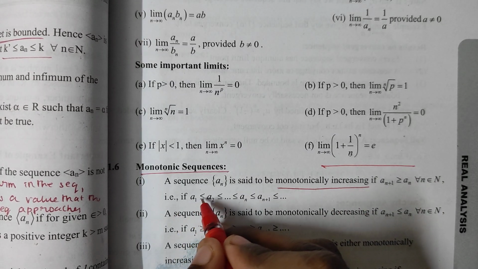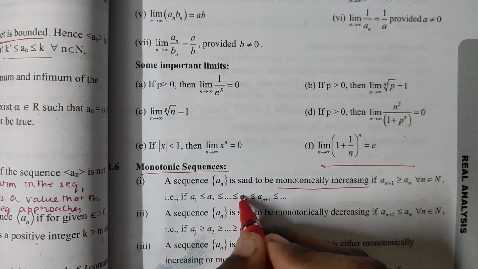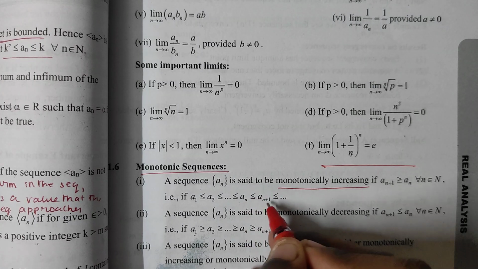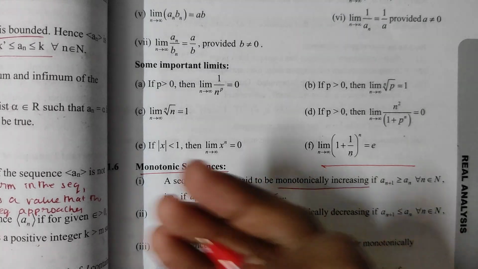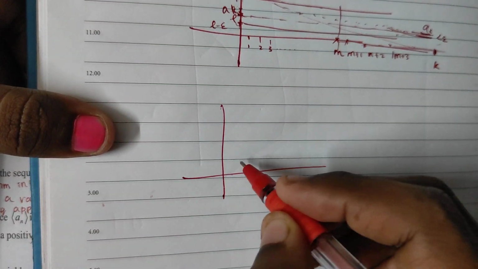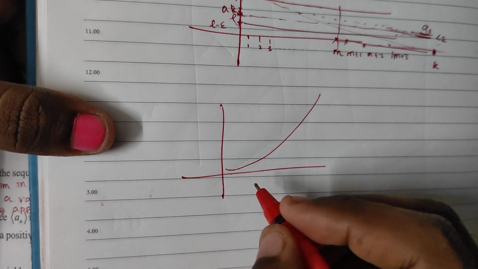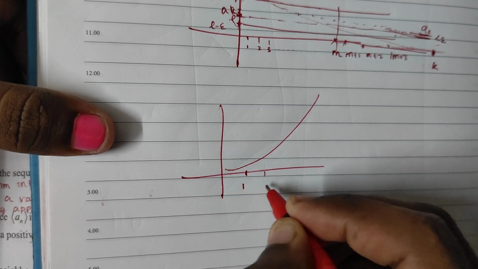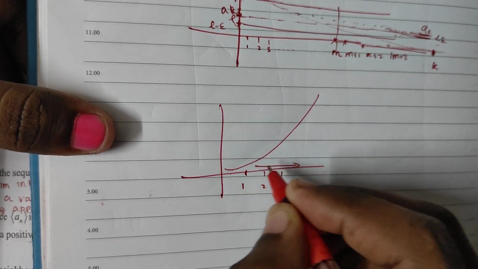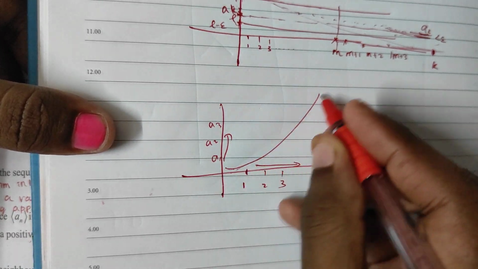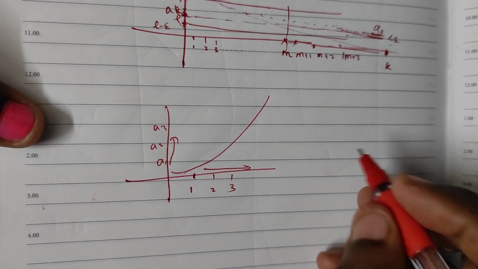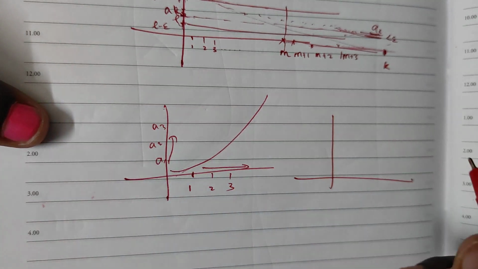That is, a1 is less than or equal to a2, is less than or equal to a_n, is less than or equal to a_(n+1). The first number is very small and it goes on. Monotonically increasing means it will be like this. If n goes 1, 2, 3 it increases, which means this also should increase: a1, a2, a3, this also should increase. That is what monotonic increasing is.